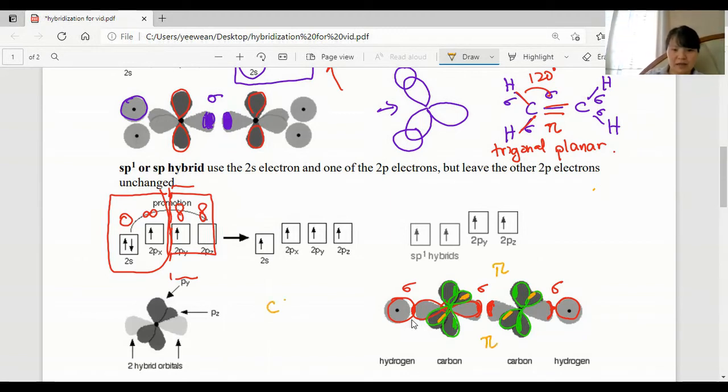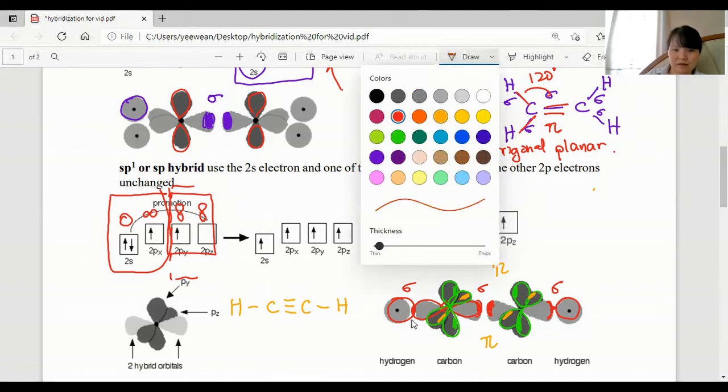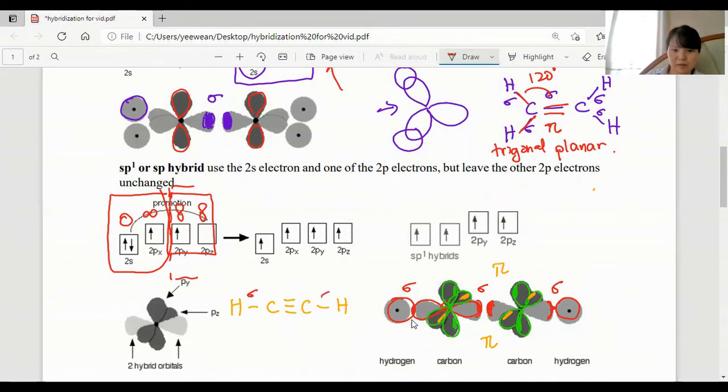So that is actually an alkyne, which shows that there is a sigma bond here, sigma, pi, and pi. The basic shape for this would be linear, as in 180 degrees.